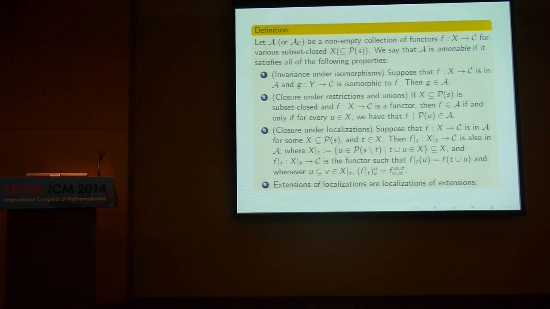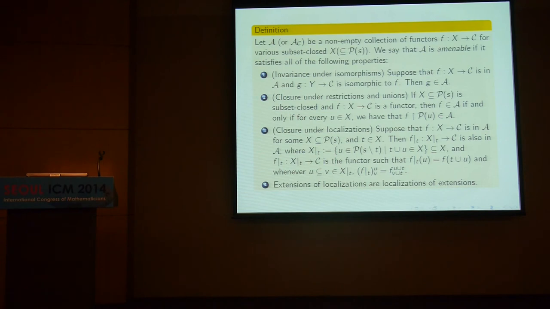First, invariance under isomorphism. That is, F belongs to this collection, and G is isomorphic to F, then G is also in this collection. What is isomorphism? It means just the natural one. So X is, say, the power set of S, some finite set, and Y is the power set of T, and the sizes of S and T are the same, so that there is some bijection, not necessarily order-preserving. Then Y is just the image of X under that bijection, and G is just the composition of F with the inverse of that bijection. In other words, G is generated by this F together with that bijection from S to T. So if G is isomorphic to F, then G is also in A. This should be the first axiom, right?